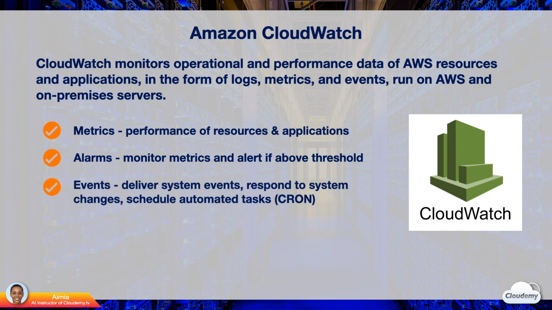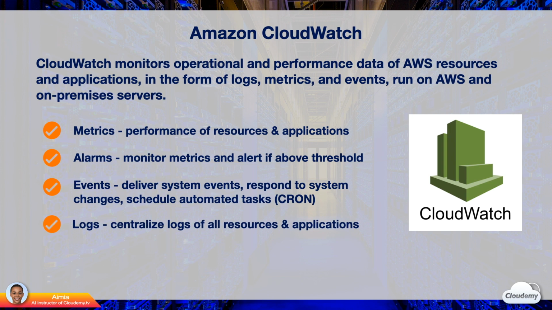CloudWatch Events deliver systems events that describe operational changes in AWS resources. CloudWatch Events can respond to these changes and take action. For example, you can configure CloudWatch Events to respond to events in an S3 bucket. Whenever an image is uploaded to S3, CloudWatch Events can trigger a Lambda function to add a watermark to the image. You can also use CloudWatch Events to schedule automated cron tasks. For example, you can schedule automated snapshots for EBS volumes every hour using CloudWatch Events.